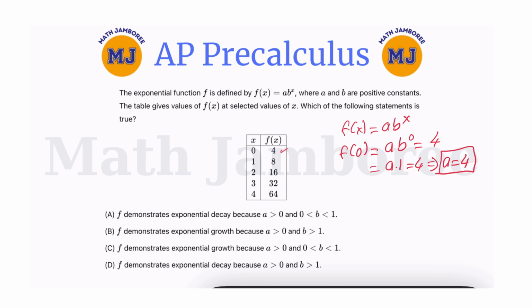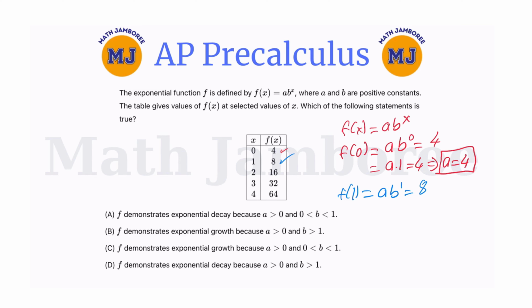And to find the value of b, I'm going to use the second given value of the function, f of 1. So a times b to the power of 1 equals 8. I know that a is 4. 4 times b to the power of 1 is just 4b. It gives 8. To get the value of b, I'm going to divide both sides by 4. So b is 2.